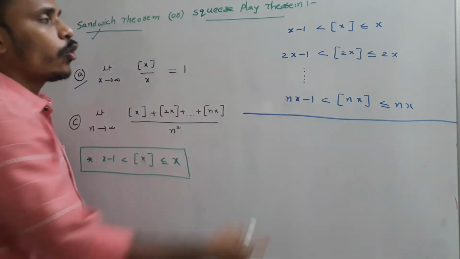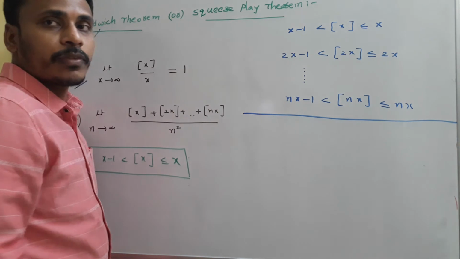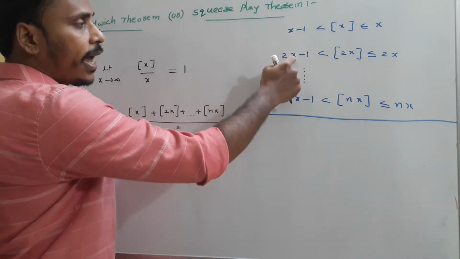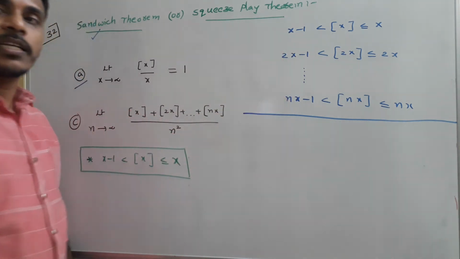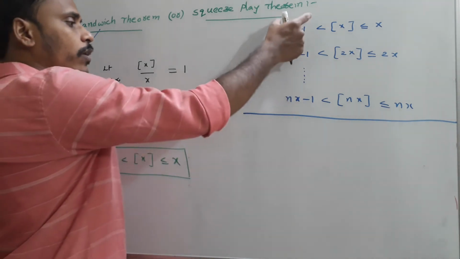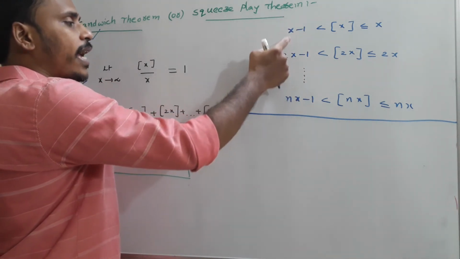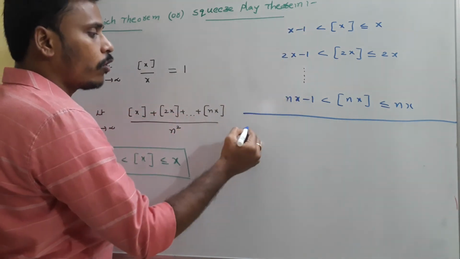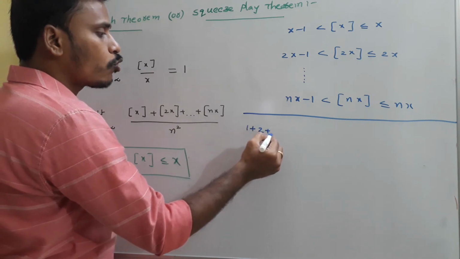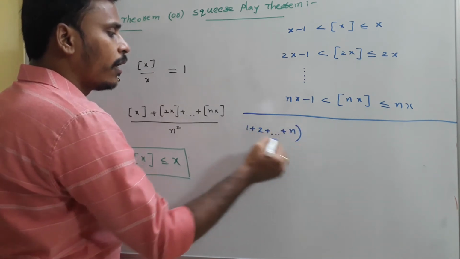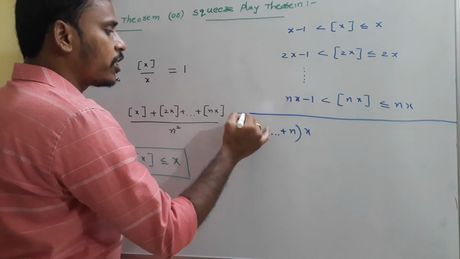So while adding, look at the left side boundaries. See these left side functions: x minus 1, 2x minus 1, 3x minus 1 and so on up to nx minus 1. When you add all these things, x, 2x, 3x and nx are involved. So 1 plus 2 plus and so on plus n, into x. This is addition, right?